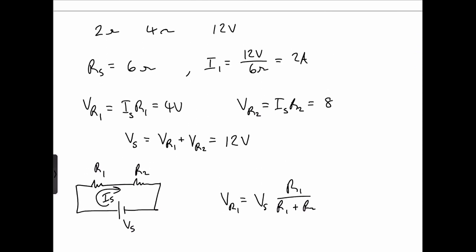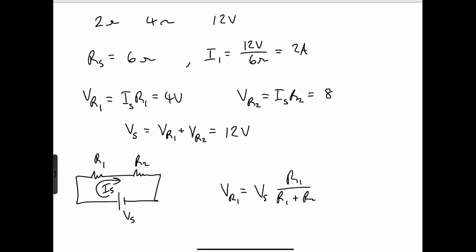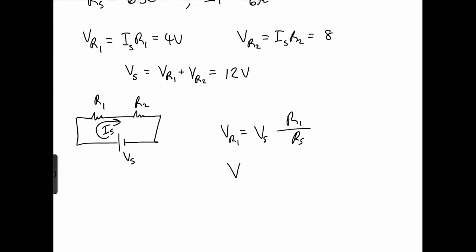Or you could just say the sum of resistance, which would be Rs. And that will give you the voltage across R1. And if you wanted the voltage across R2, same thing, R1 changes to R2 over Rs. And that will give you the voltage.